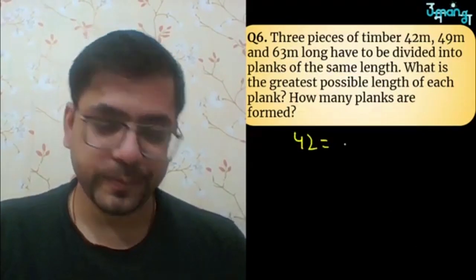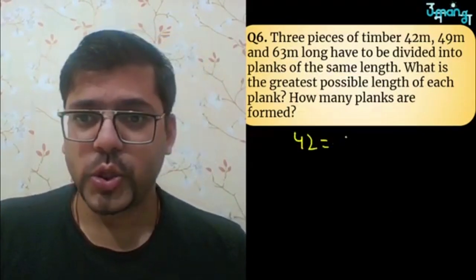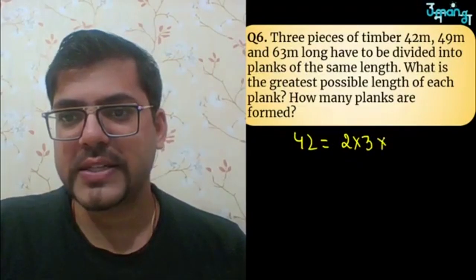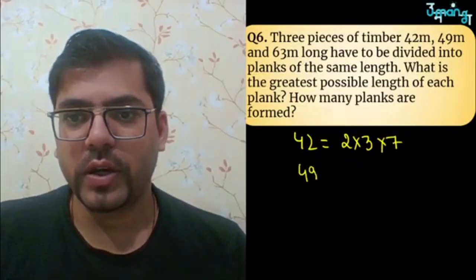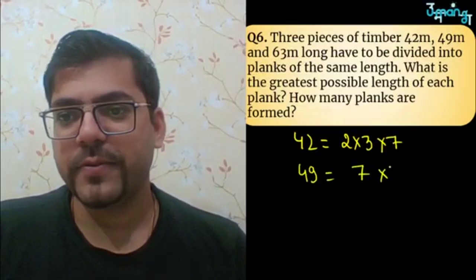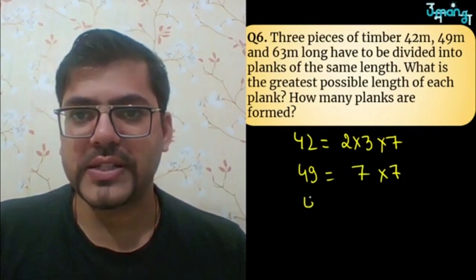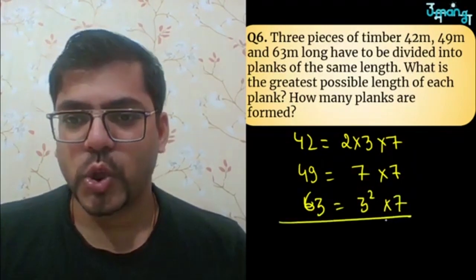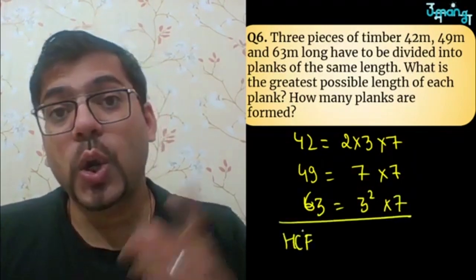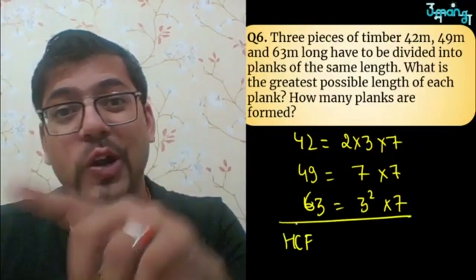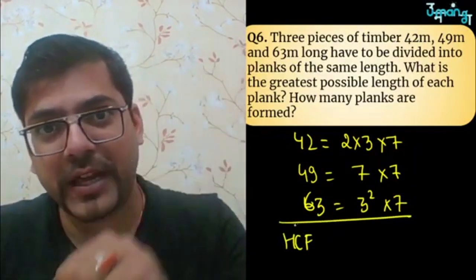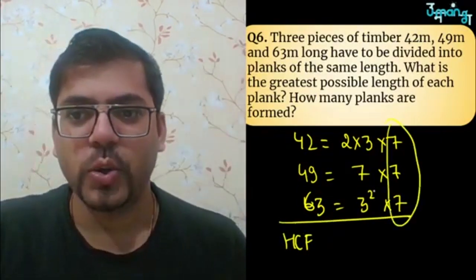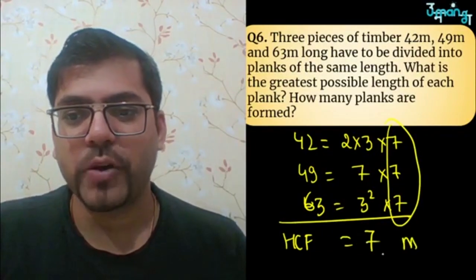For 42, you'll write 2 into 3 into 7. For 49, you will write 7 into 7. For 63, you will write 3 square into 7. So for HCF, we take common prime factors, not all. All was for LCM. For HCF, common prime factors. So the common prime factor is only 7. So 7 meter would be the answer.